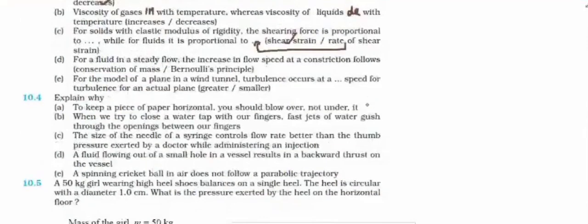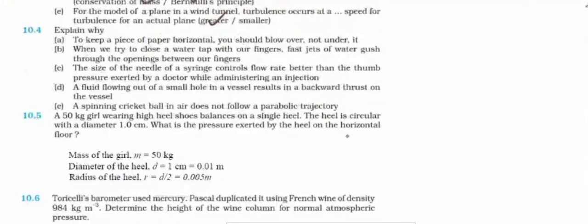Then part D, for a fluid in a steady flow, the increase in flow speed at a constriction follows. Here two options are given, conservation of mass and Bernoulli principle, both are applicable. Then next, part E, for the model of a plane in a wind tunnel, turbulence occurs above critical speed. Therefore, when the speed increases, naturally the turbulence increases. So turbulence occurs at a greater speed. That is the answer.